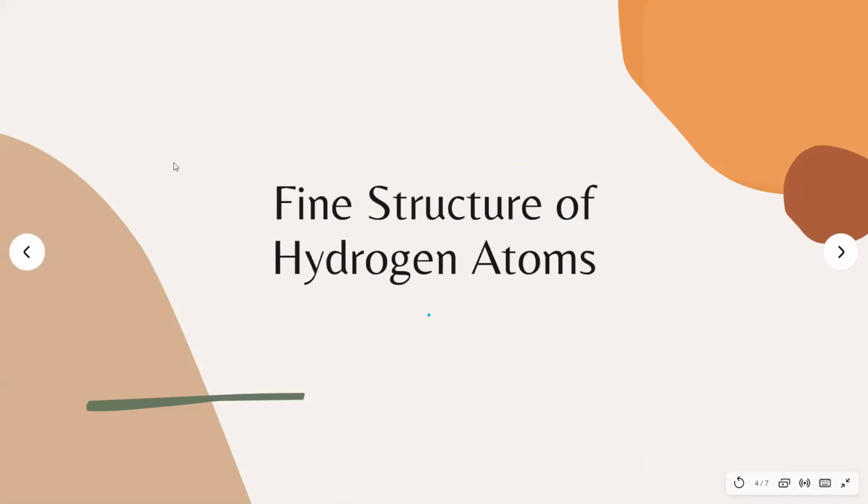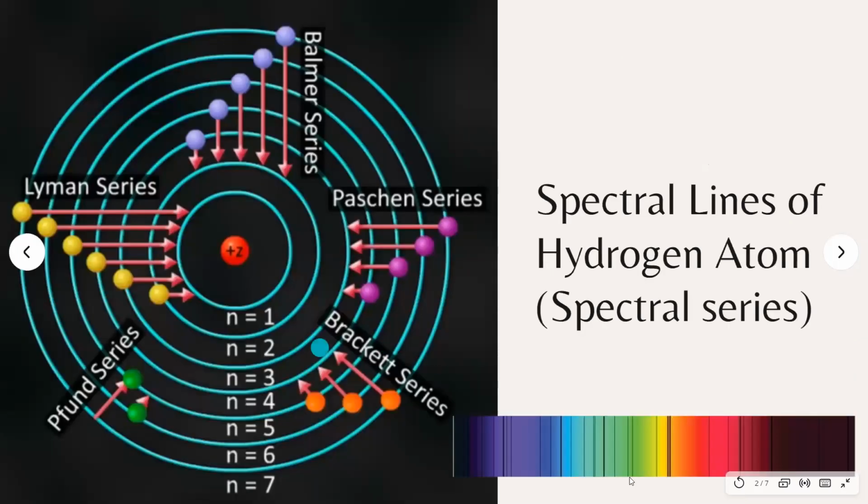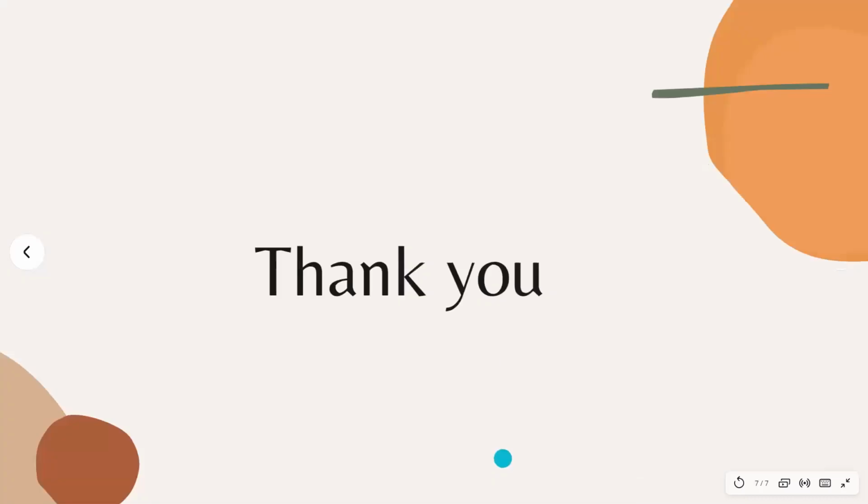The second part is the fine structure of hydrogen atoms. For the fine structure, it is in the form of an elliptical orbit. Before this, we saw it in the form of a circular orbit, right? For the fine structure it is an elliptical orbit, and it is the Bohr-Sommerfeld model, with the principal quantum number and the orbital quantum number. And this is the formula for the fine structure of hydrogen atoms. So this is the Bohr-Sommerfeld model. And I think that's all from me. Thank you.